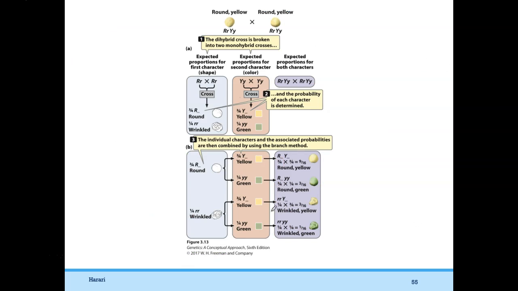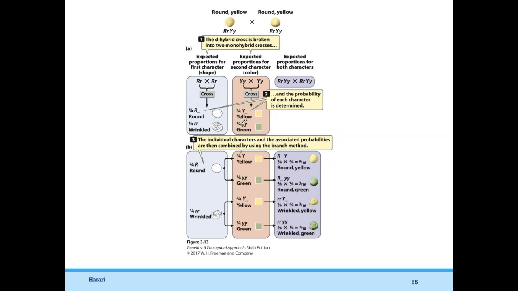Another way to look at it is using a branched diagram. So this is the same thing. This is showing the cross of the 2 F1s. You can break this down into 2 separate crosses. We could look at first just the R gene, and then we could look at just the yellow gene, just the Y gene.